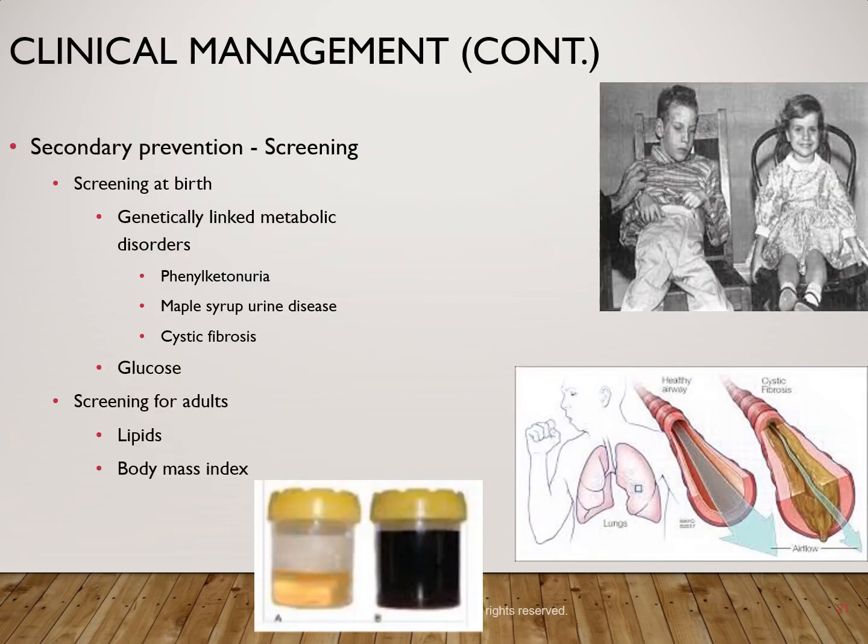In review again, secondary prevention is screening at birth for genetically linked metabolic disorders such as PKU, phenylketonuria, maple syrup urine disease, cystic fibrosis. Glucose screening is also used for infants, and screening for adults technically usually involves lipids, body mass index measurements, and electrolytes.